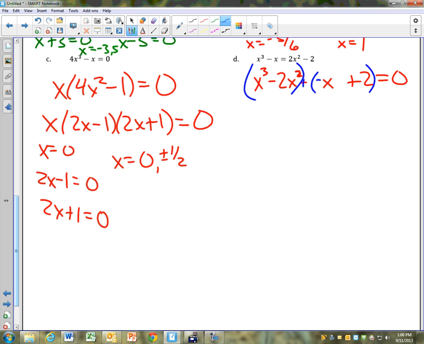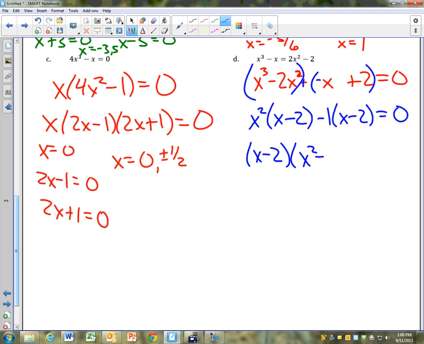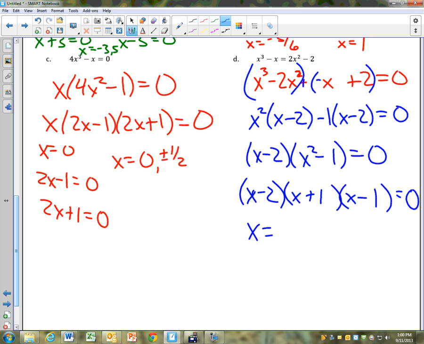What do you factor out of the first? I get x minus 2. What can you factor out of the second? Negative 1, x minus 2. What can you now factor out of both? x minus 2. That leaves me with x squared minus 1. How does x squared minus 1 factor? Solutions are plus or minus 1 and 2. Piece of cake, right? Okay.